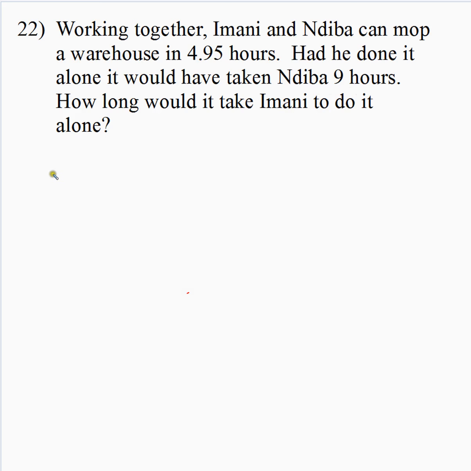Well, we have Imani, Ndiba, and together we want to know how much it would take him, so we're going to do 1 over x. This guy can do 1/9 of it in an hour, and then together you can put 1 over 4.95. Seems a little weird, but that's okay. It's got a decimal in there, but that's no problem. We can work with that.